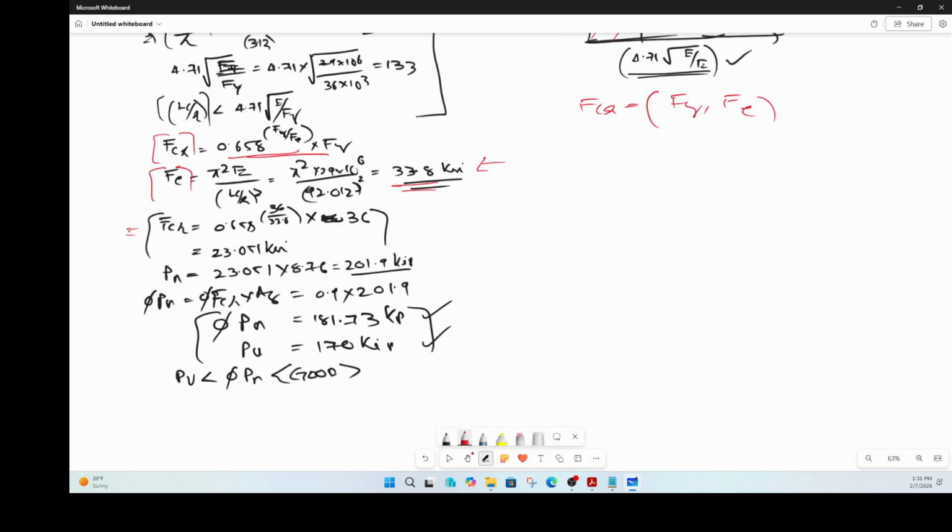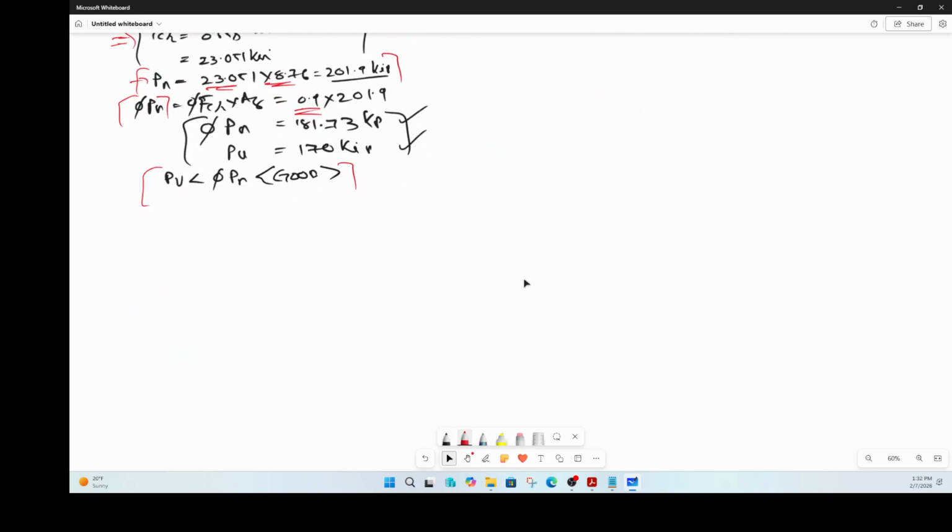After you find the critical stress, you multiply it with the area to find your force. That is your nominal strength, and then reduce it with a factor of 0.9 to come up with your design strength. You compare the design strength with the applied load and take a call on whether you are safe or unsafe. Okay, so that's our problem 1.